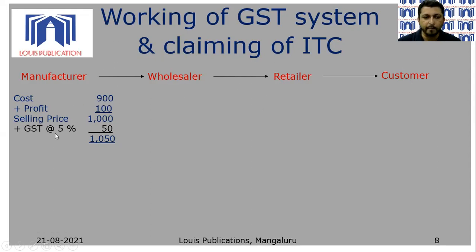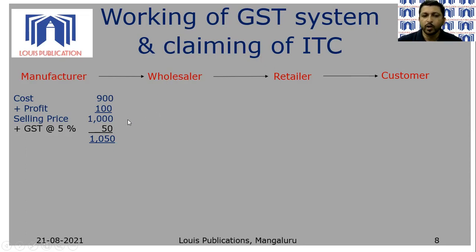So let's come back again. So cost is 900 rupees, profit is 100 rupees. So selling price works out to 1000 rupees. Let's assume that the GST rate is 5%. So 5% is calculated on 1000. It works out to 50 rupees. So our focus will be on this GST amount only. Let's not focus on these numbers, but it is required for understanding.